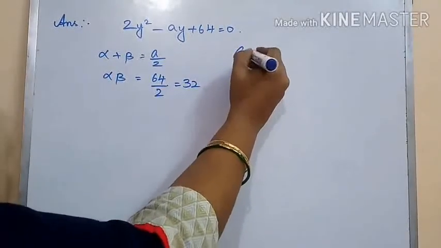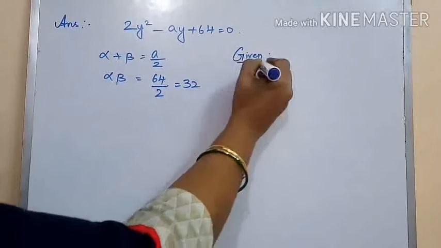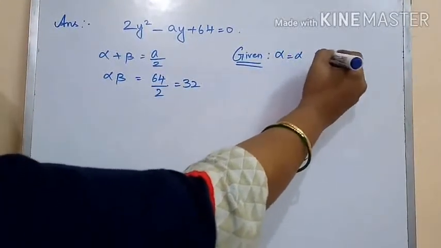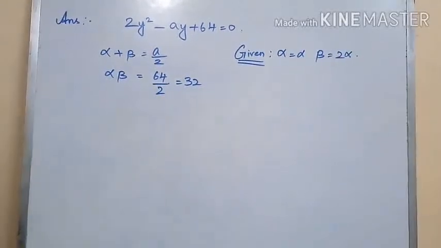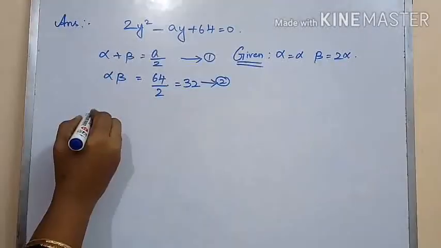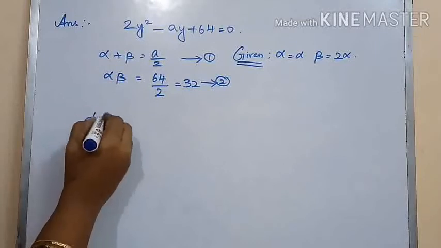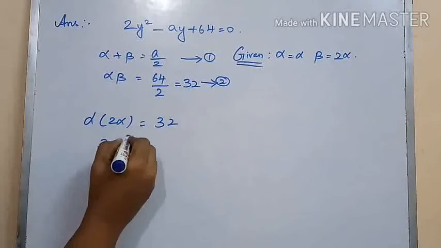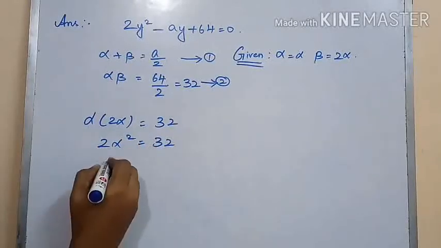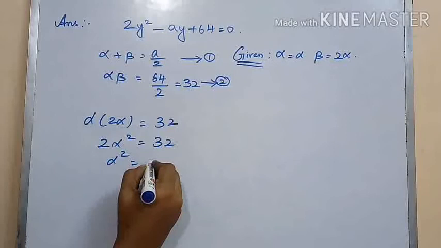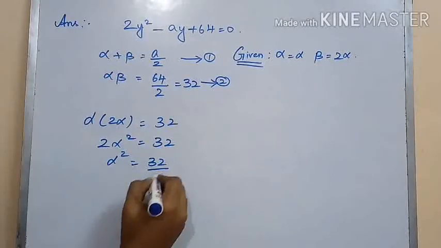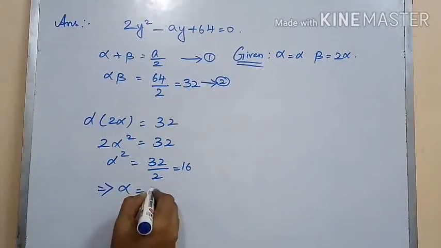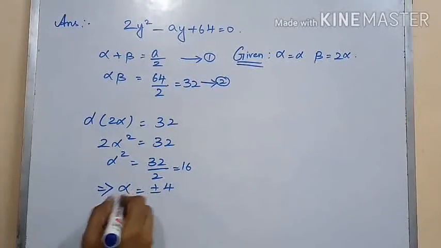It is given that one root of the equation is twice the other, which means alpha is alpha and beta is 2 times alpha. So we can substitute here in alpha beta is equal to 32, beta as 2 alpha, we get 2 alpha squared is equal to 32. So alpha squared is 16, which implies alpha is equal to plus or minus 4.